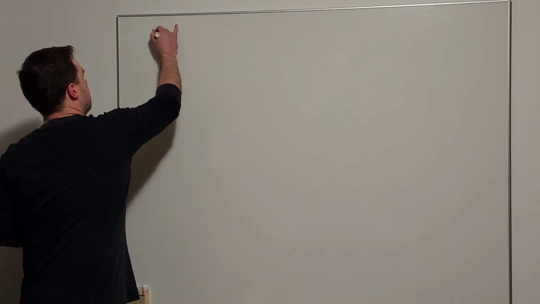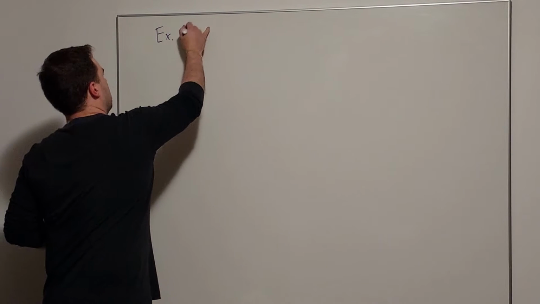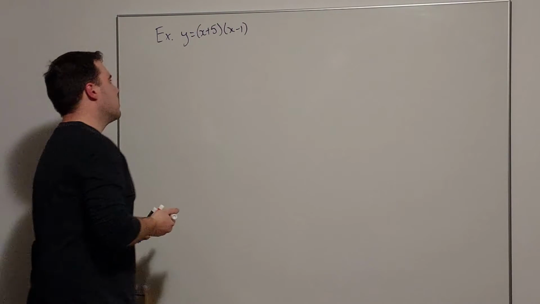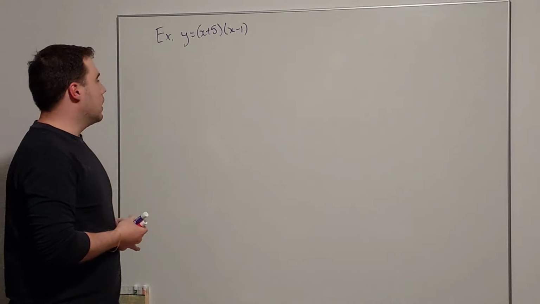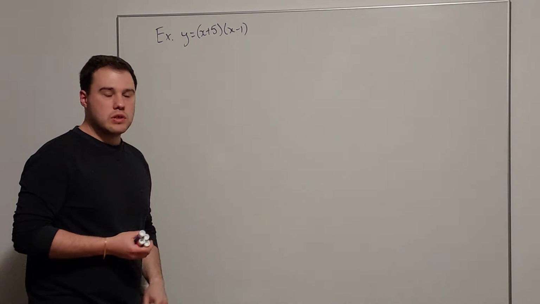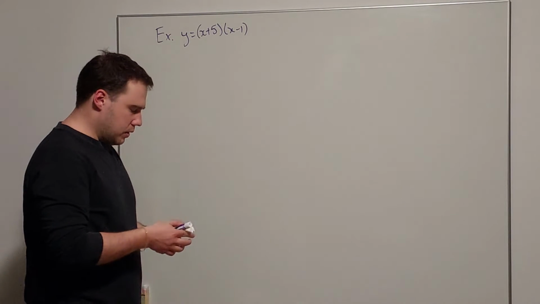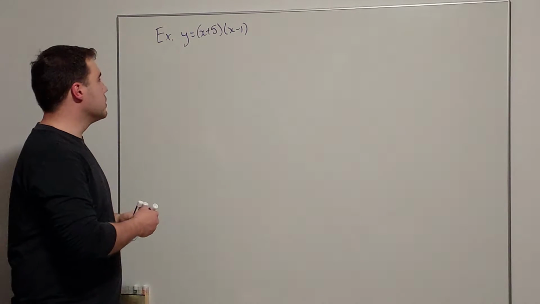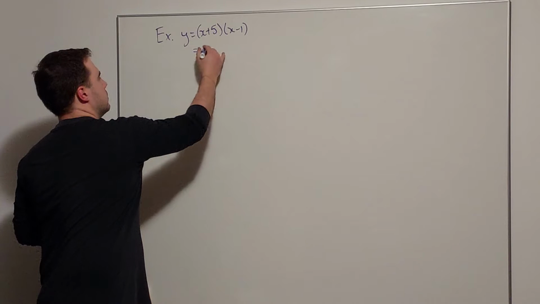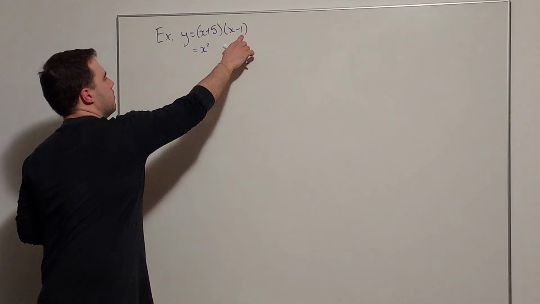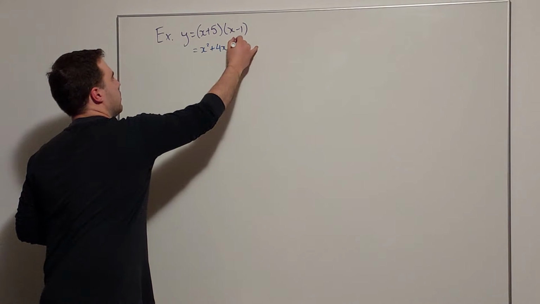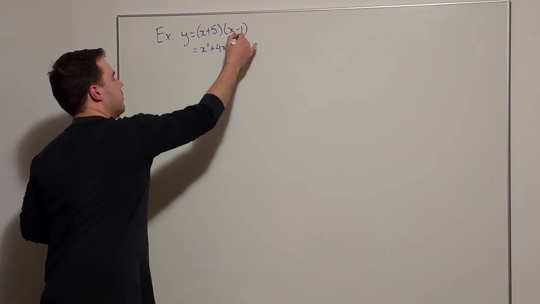Okay, so let's start with something like this. We've got y equals x plus 5, one function, times x minus 1, another function. Of course, we've already done one like this. We can just fiddle with this algebraically first before we differentiate it. So x times x will be x squared. We've got minus x plus 5x is 4x, and positive 5 times negative 1 is negative 5.